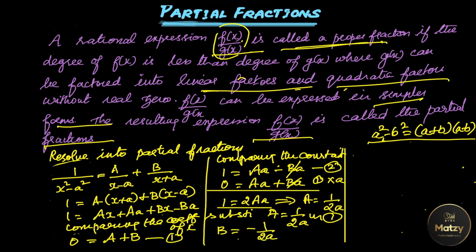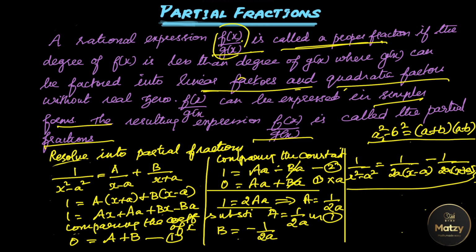So, I can express this 1 by x square minus a square as two fractions. First fraction is 1 by 2a into x minus a plus, what is B value? Minus 1 by 2a, right? So minus 1 by 2a into x plus a. See, if you add these two fractions, you will get this 1 by x square minus a square.